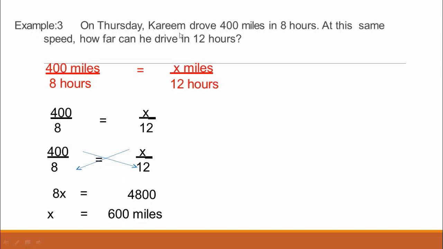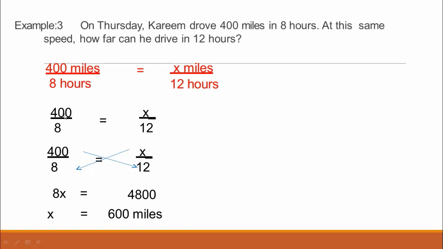Third word problem. On Thursday, Kareem drove 400 miles in 8 hours. At this same speed, how far can he drive in 12 hours? So we can write 400 miles divided by 8 hours, the ratio 400 to 8 hours, and x is the unknown: how far can he drive in 12 hours? 12 hours is known for the second ratio, and how far he can drive, x, is unknown. So 400 divided by 8 is equal to x divided by 12.